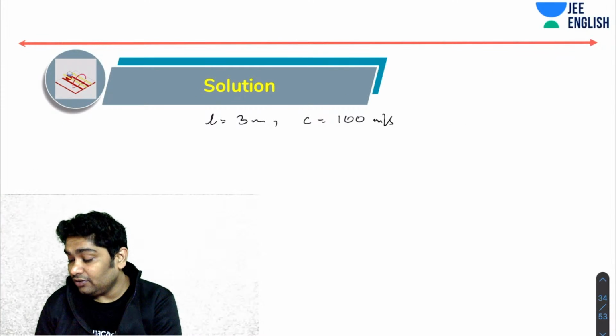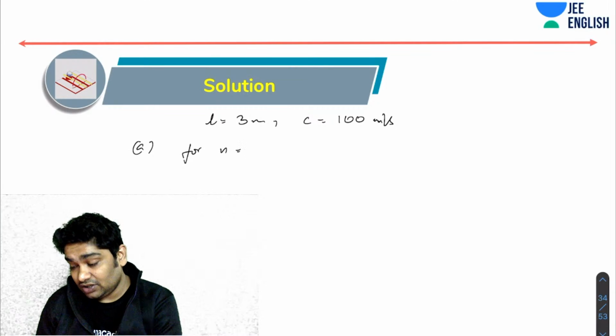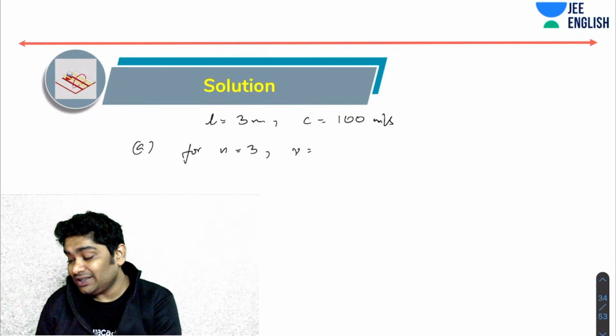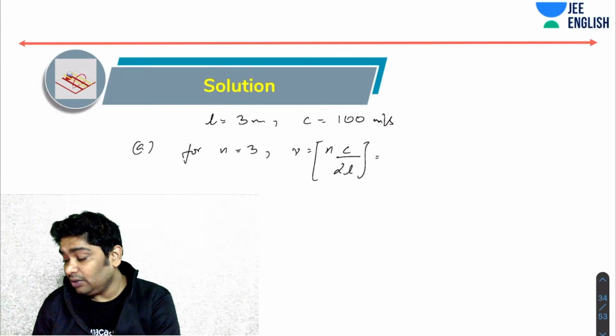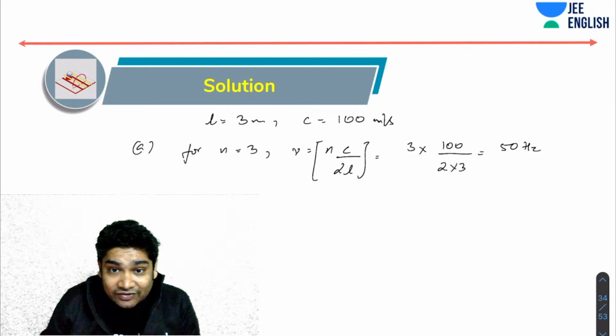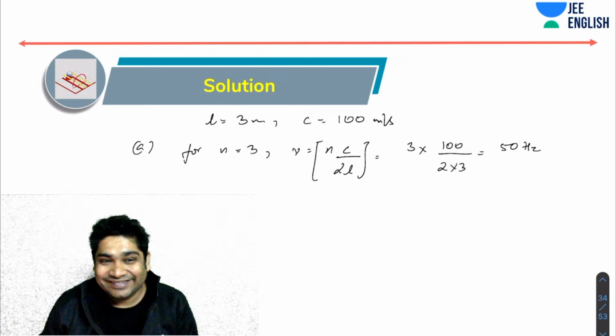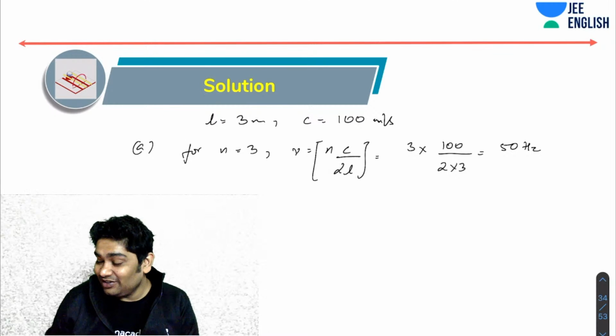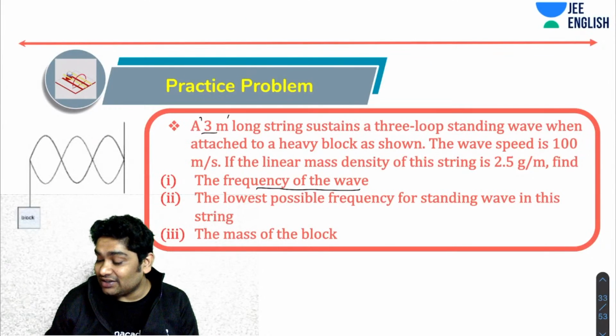So I know that n, the number of loops, equals 3. What is nu? Nu is n times c over 2L. So that will be 3 into 100 over 2 into 3. That is 50 hertz. So yes, 50 hertz is the correct answer. Well done, AP.